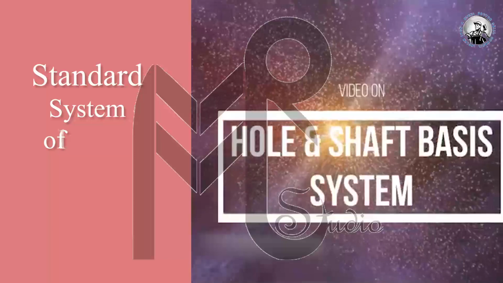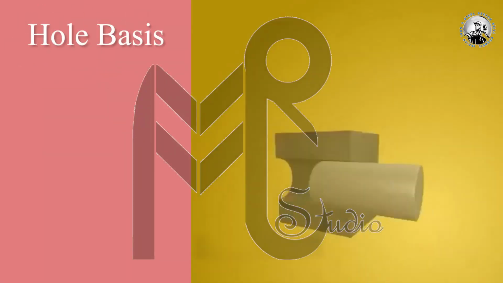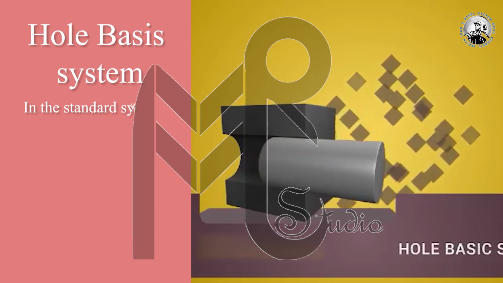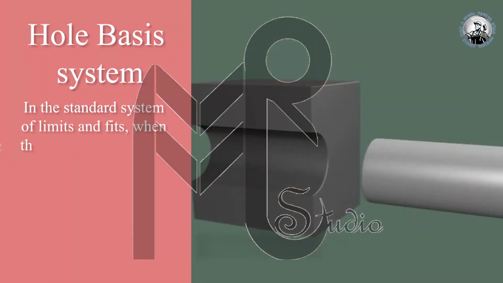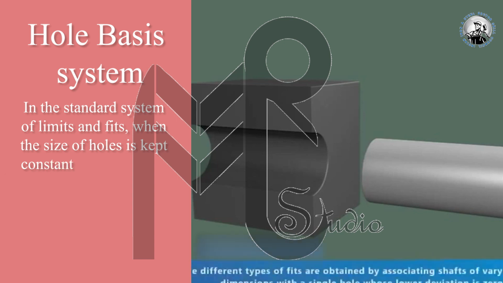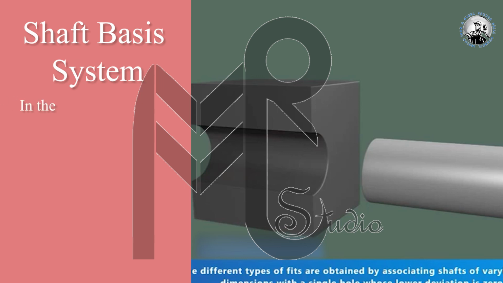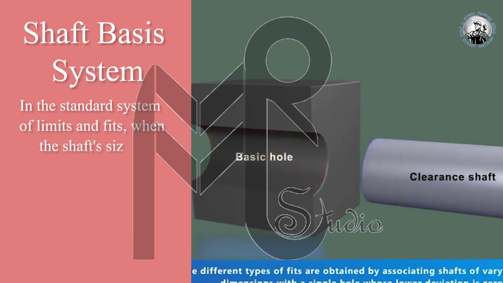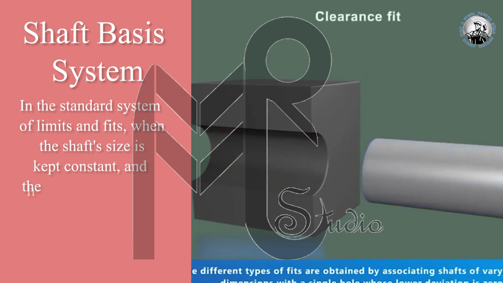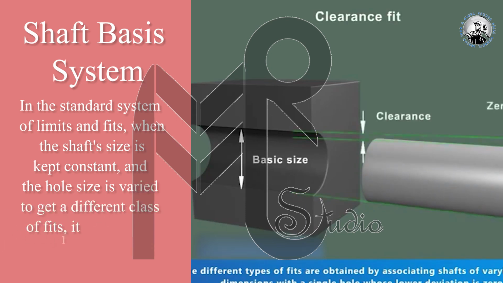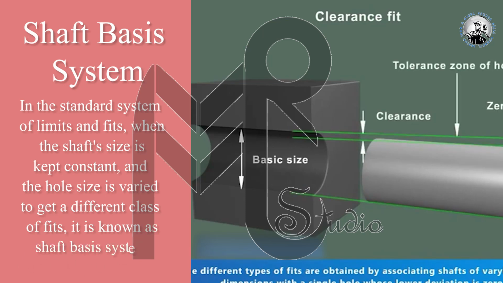Standard system of limits and fits, hole basis system. In the standard system of limits and fits, when the size of holes is kept constant and shaft size is varied to get a different class of fits, it is known as hole basis system. Shaft basis system. When the shaft size is kept constant and the hole size is varied to get a different class of fits, it is known as shaft basis system.